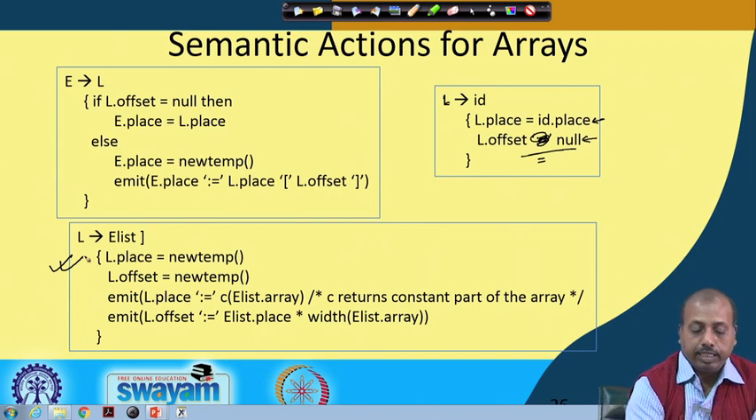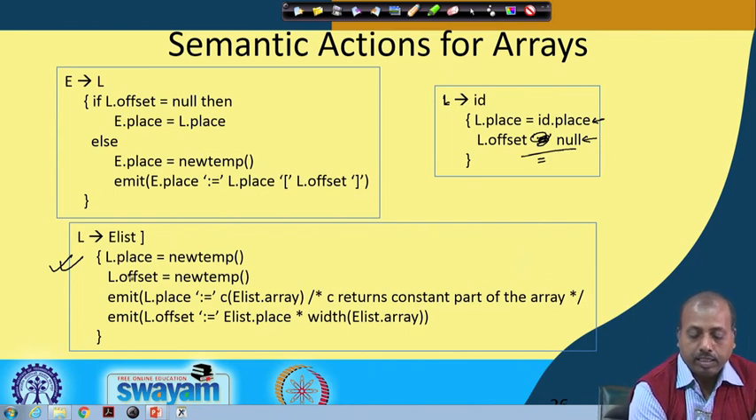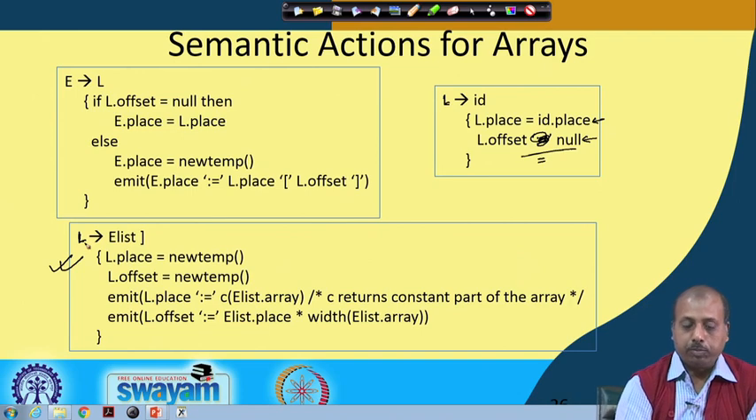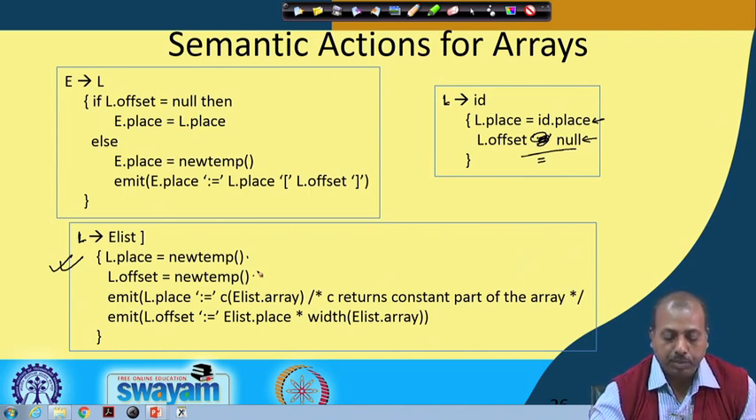This is L producing E list bracket close. How are you going to handle this? L dot place is a new temporary, L dot offset is a new temporary. For this L I need to calculate the place and offset, so they are generated in two new temporaries. And then L dot place holds the constant part of the array.